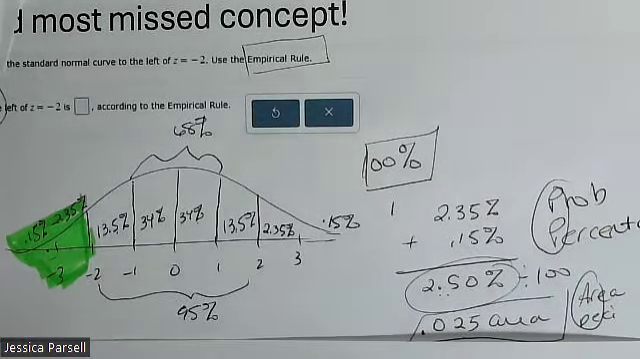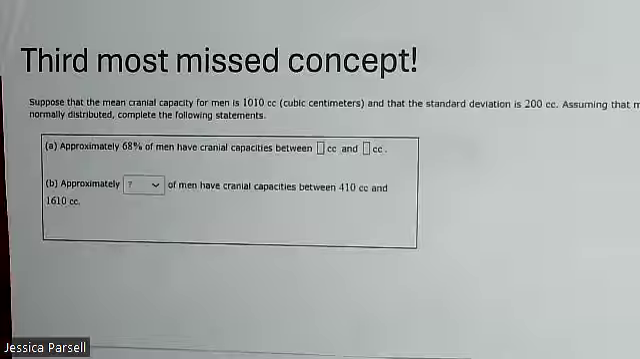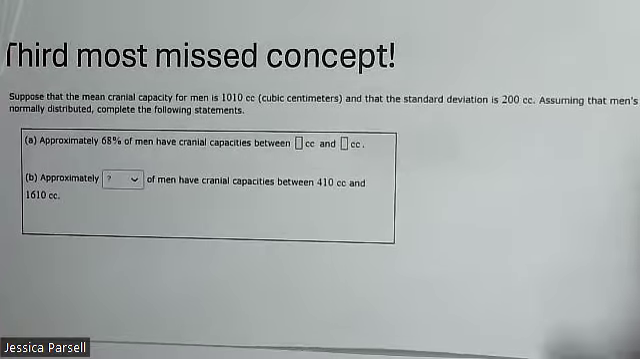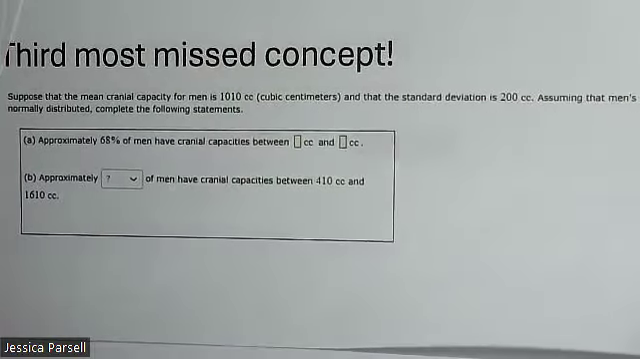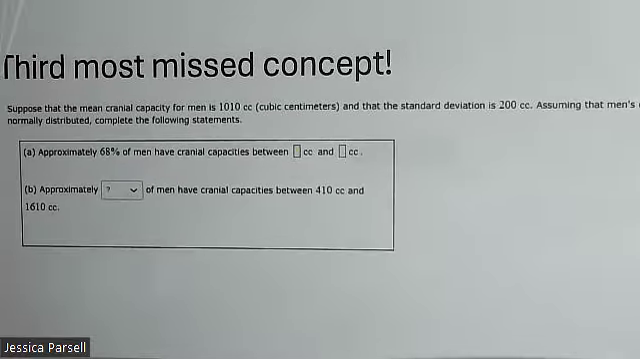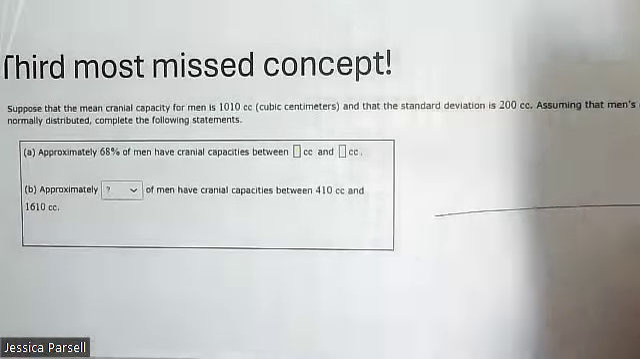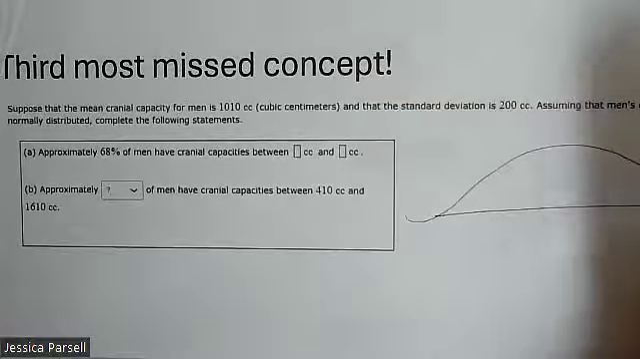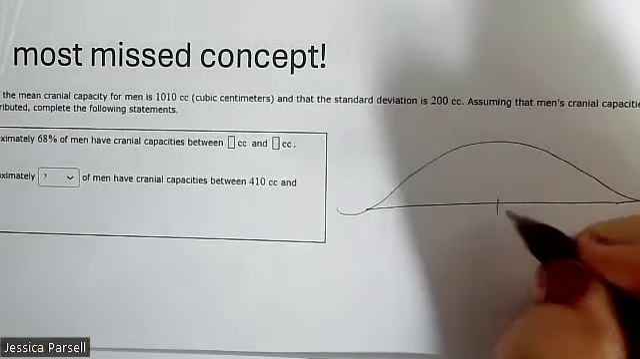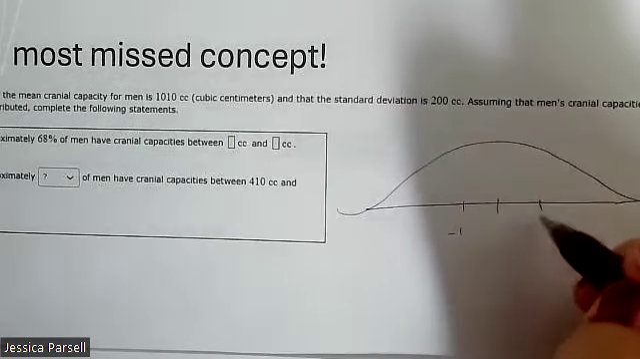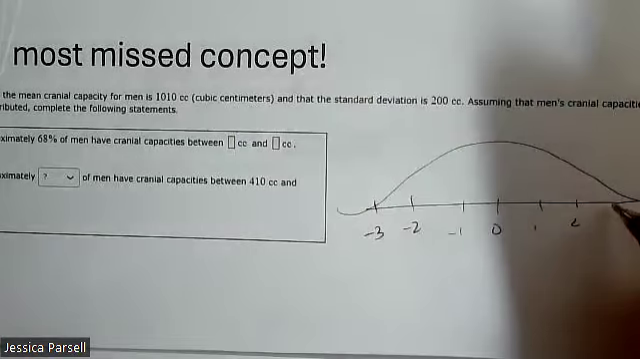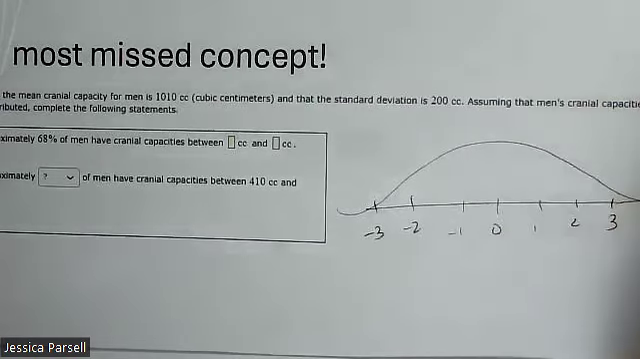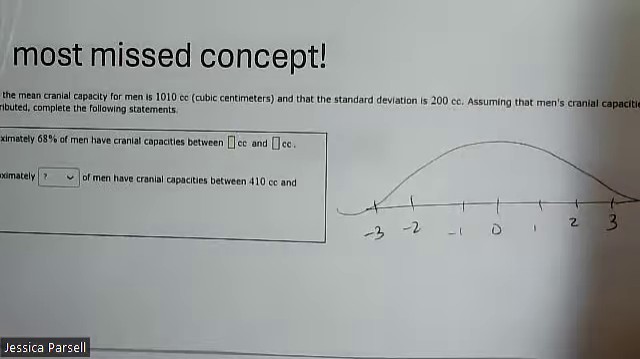All right, let's look at the third most missed concept. Okay, so you're probably seeing a trend by now. These concepts that are missed are all about the empirical rule, or at least these top three are. So we definitely want to make sure that you have that empirical rule somewhere in your notes. You're allowed to have that one page of, I call it your cheater sheet, for your test.